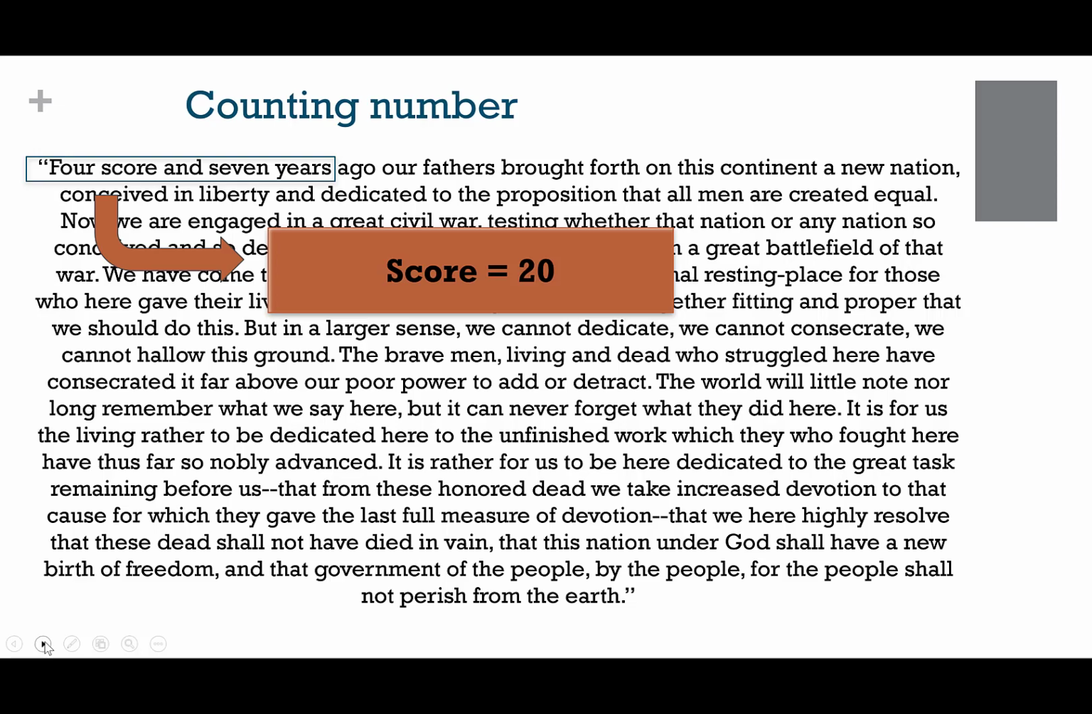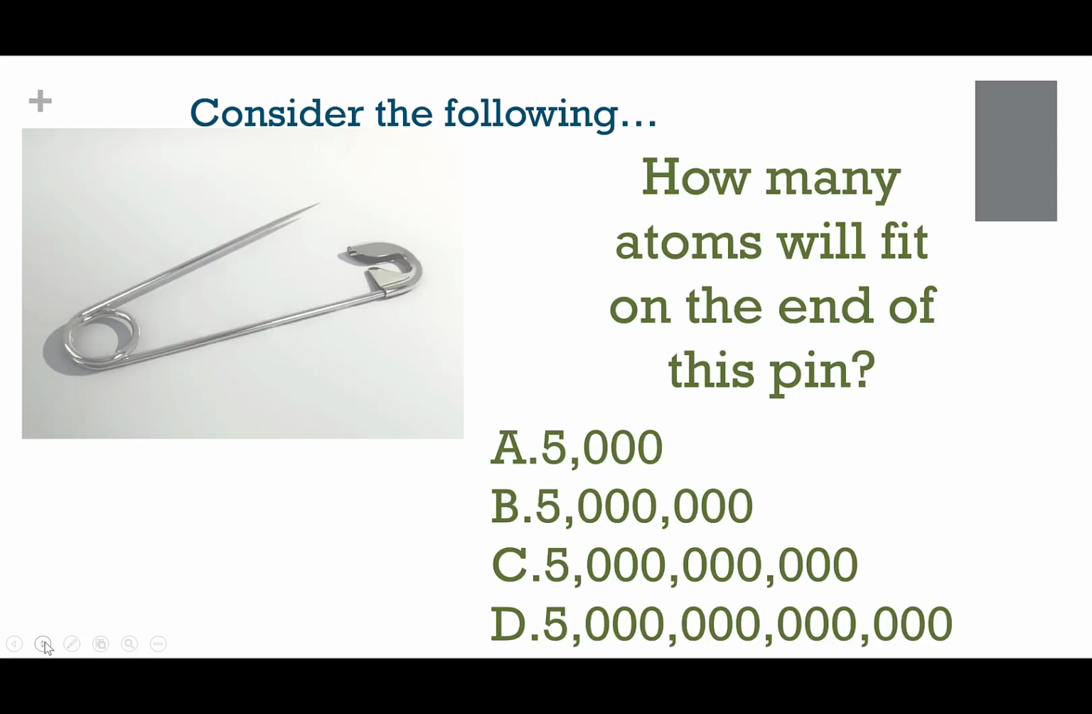Okay. So let's think about some of the numbers that we're going to be using in chemistry. So let's say the safety pin is made up of pure aluminum. It's just an aluminum safety pin. How many aluminum atoms would fit on the very tip of this pin? Not a trick question. So it's the last number, right? So that is a ridiculously big number, and that's just the tip of this pin. That's not even the whole thing.